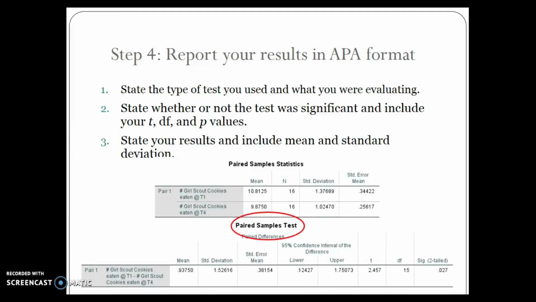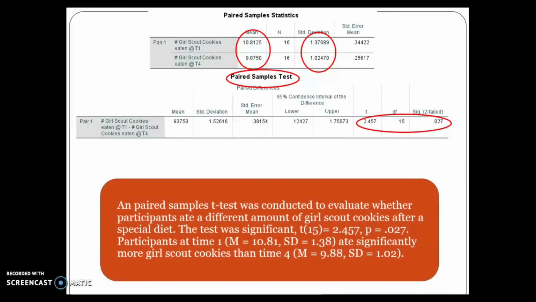We have our test, paired samples t-test. We have our t-statistic, our degrees of freedom, and our p-value here. And finally, we have our means and standard deviations as well. So you'll want to say something like this. A paired samples t-test was conducted to evaluate whether participants ate a different amount of Girl Scout cookies after a special diet. The test was indeed significant, with a t of 15 degrees of freedom equaling 2.457, and the p-value is 0.027.